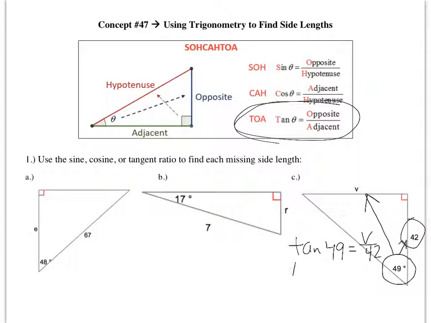that's 1.1504 equals V over 42. Then multiply by 42 on both sides to get V alone, and we get 48.3. And that's our V.